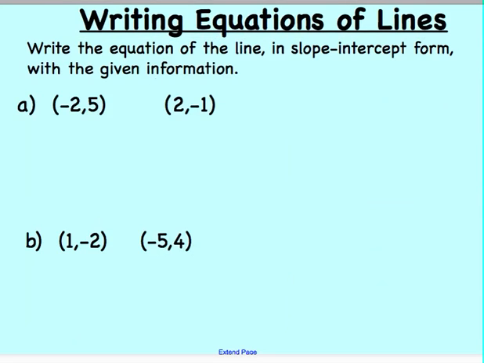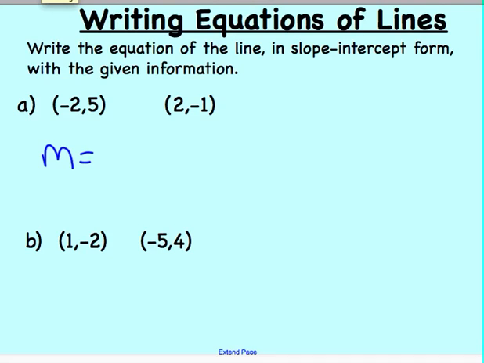Let's move on to the next type. The next type is a little more tricky. I'm going to do A. I'll save B for you at home. If you have questions, you can come ask us. But what we're going to do for A is we have to do a little more work. Probably the most amount of work we're going to have to do is something like this. They give us 2 points. So right now they don't give us the slope, and they don't give us the y-intercept.